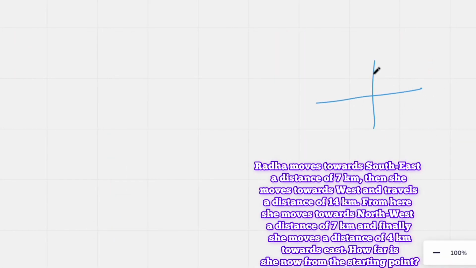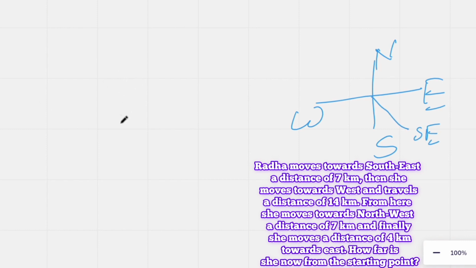Whenever you come across any direction problems, you need to immediately draw all the directions over here: north, east, south, west. Okay, so it will be clearer for you. They are saying Radha moves towards southeast. Southeast means in between south and east. So like this. Okay, southeast. So we need to draw like this.